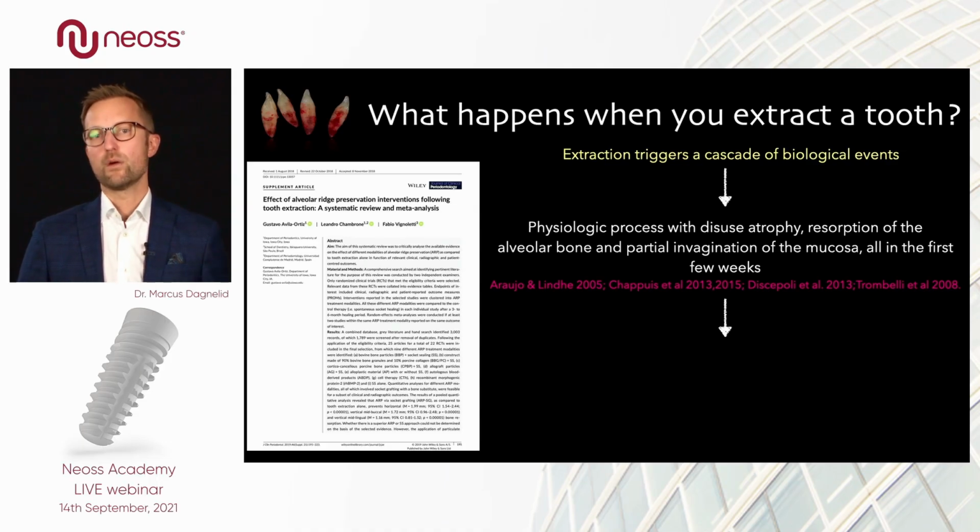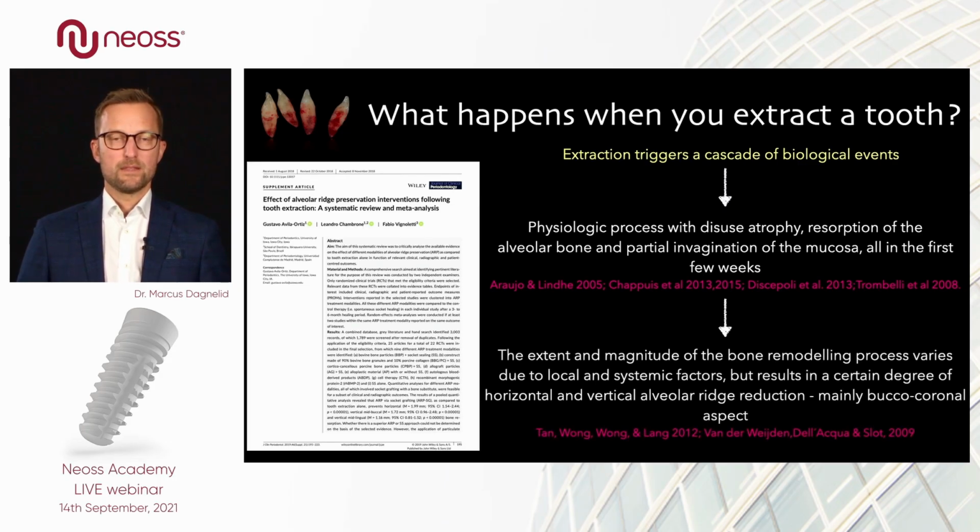And what you see here, there are a number of studies that have been focusing on these biological events. The extent of the bone remodeling process, well, it of course depends on some local and systemic factors. But we all know what happens inside every patient's mouth. And there is a horizontal and vertical reduction of the ridge, mainly in the buccal coronal aspect.